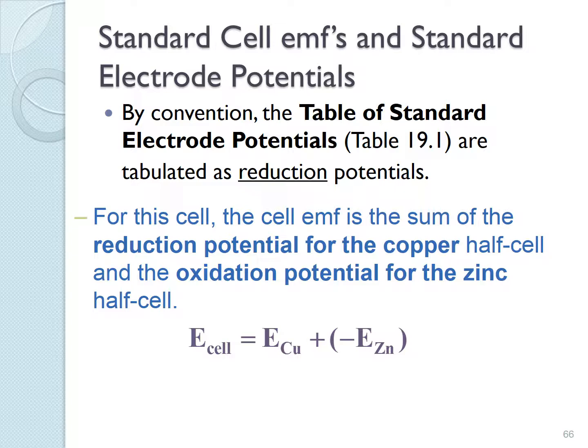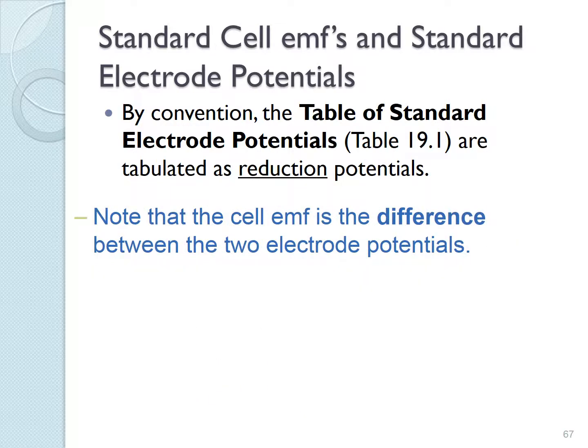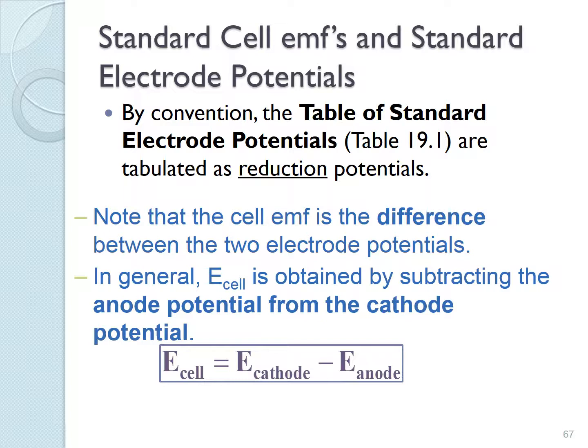So it turns out that E cell is going to be E of copper, because that's the reduction, plus the opposite sign of the E of zinc. And so really the E cell is E copper minus E zinc. So it's an easier way of looking at it. You just figure out which one is the oxidation, and that's minus then. So in general, to find the E cell, you always subtract the anode potential from the cathode potential. So E cell is just E cathode minus E anode.